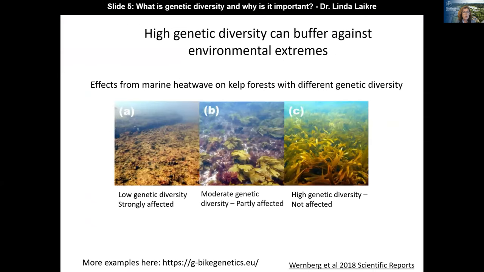Another important example from a marine environment as well, and again, a habitat-forming species, kelp outside Australia, showed that low genetic diversity areas were strongly affected by a marine heat wave. Moderate genetic diversity areas were partly affected by this heat wave, whereas high genetic diversity areas were not affected or very moderately affected. Recent scientific studies show this connection.